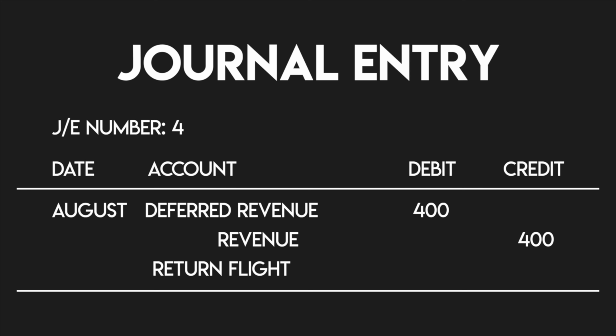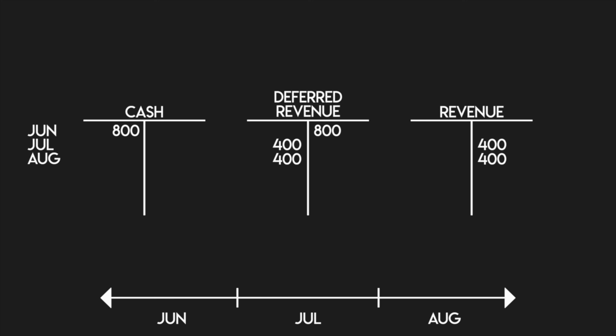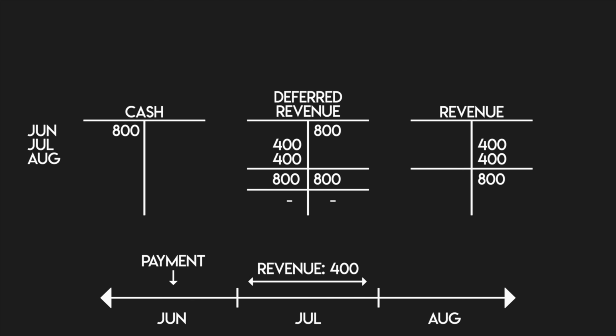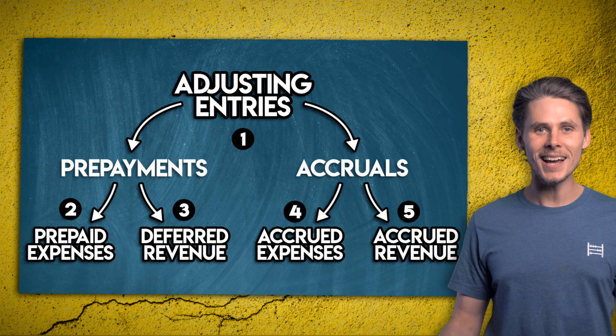You post this adjusting journal entry and it hits your general ledger. So in your August balance sheet, you are still carrying that $800 of cash from the initial transaction, but you no longer have any deferred revenue. Why? Because it has all been released to the income statement. $400 in July when you performed half of the services, and the other $400 in August where you completed the round trip. You have successfully recorded your revenues as they were earned, so your books are in line with the accrual basis of accounting. Great success!